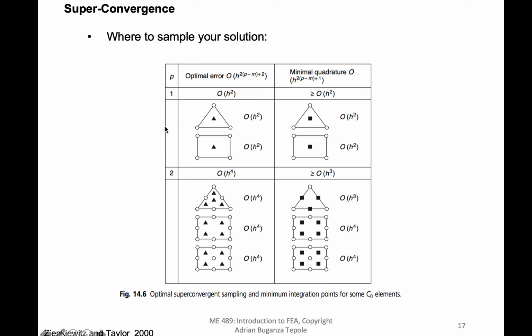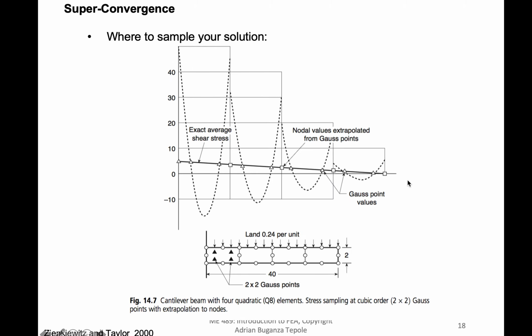There are some tables that you can use. This is from the Zienkiewicz and Taylor book that tell you what the optimal superconvergent sampling points are for different types of elements.